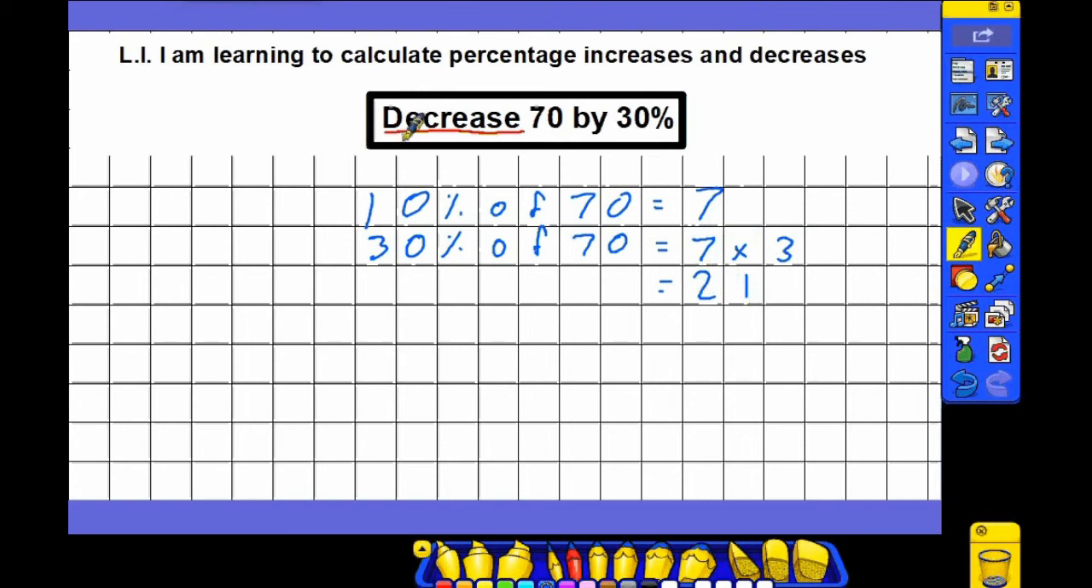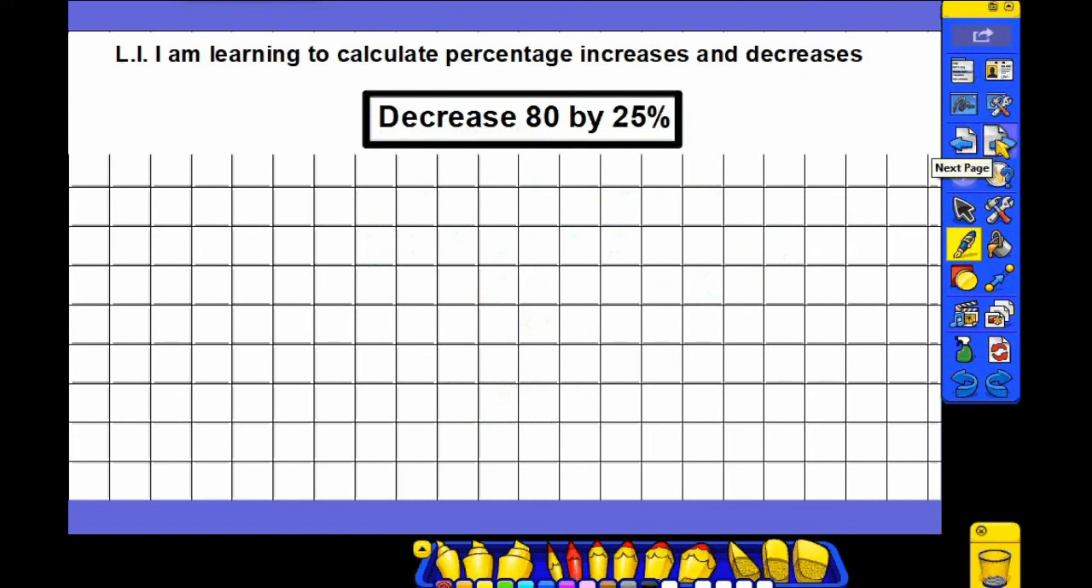Now, in this case, though, we're decreasing. So I'm not going to add this on. Instead, I'm going to take it off. So this time it's going to be a subtraction sum. So this could be something like a discount. Something was costing £70, but it's now 30% off. So 70, we're going to minus that 30%, which was 21, minus 21, and we'll get our answer. 0 take away 1, we can't do. 10 take away 1 is 9. 6 take away 2 is 4. So our answer then would be 49.